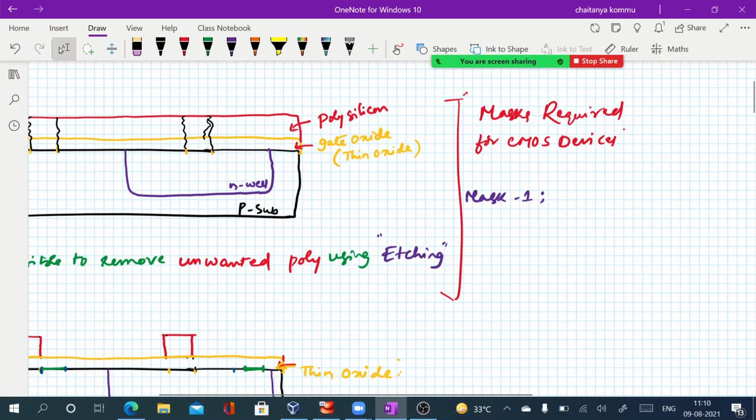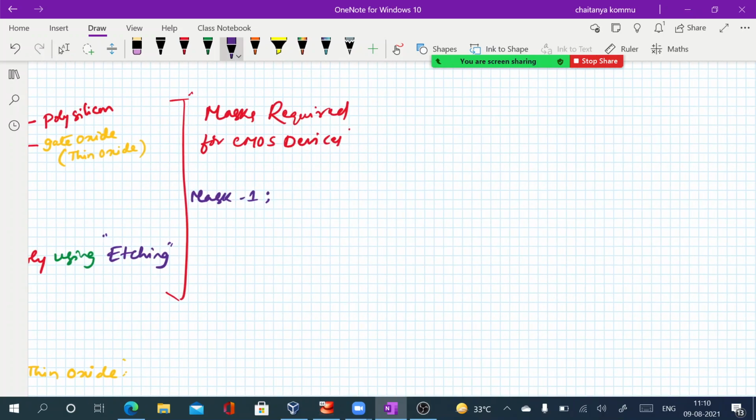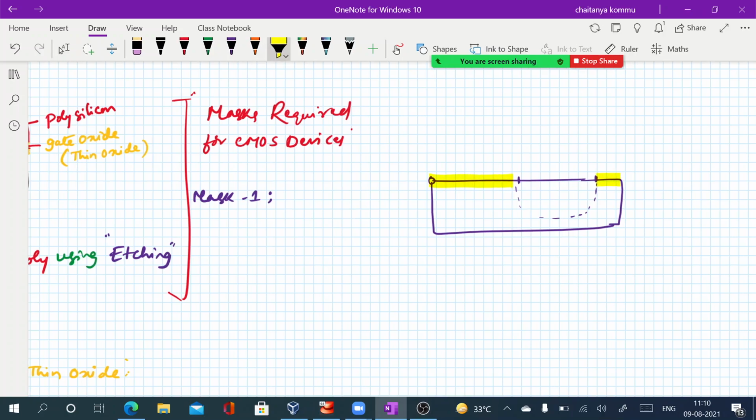Mask is nothing but a glass plate, as you can see here. For example, consider a device here, something like this. I want to create one well at this point, because I want to diffuse some material at this place. Therefore, without affecting this area and this area, the dopants must be focused at this point only, from this point to this point only. In that situation, a mask is required.